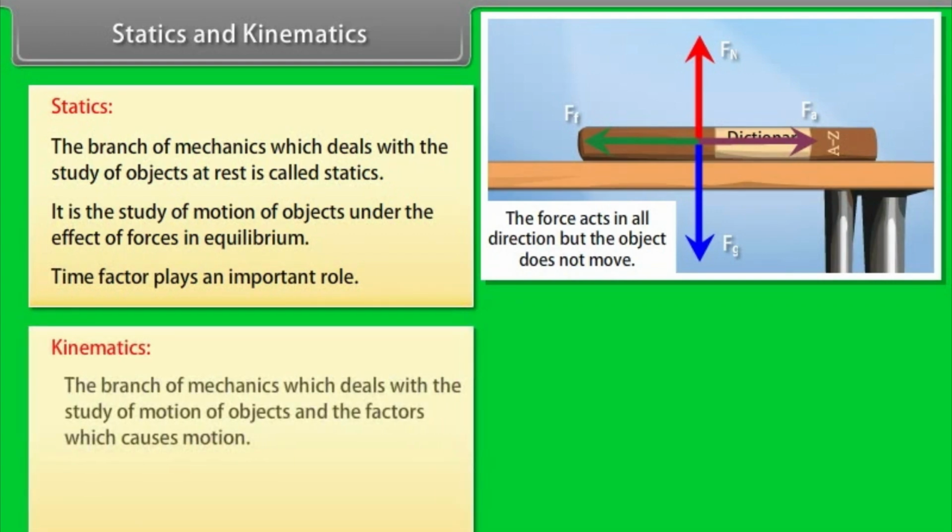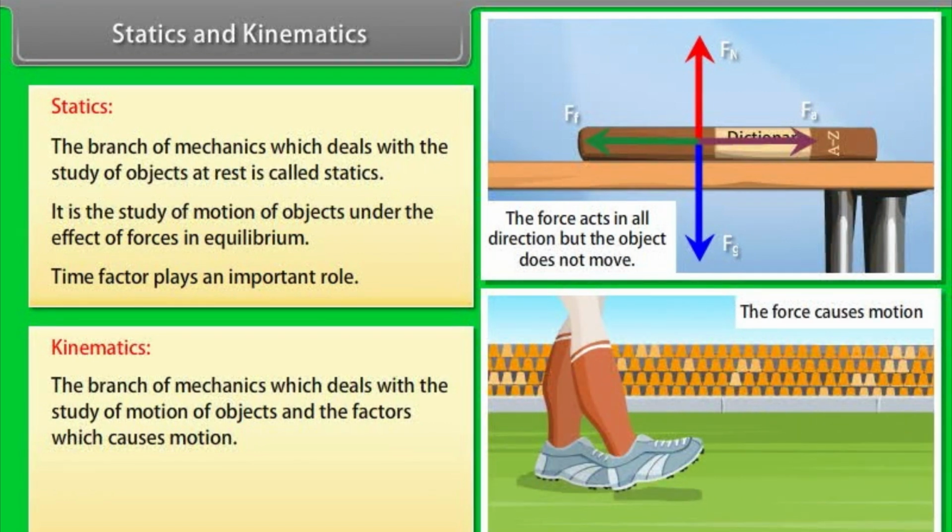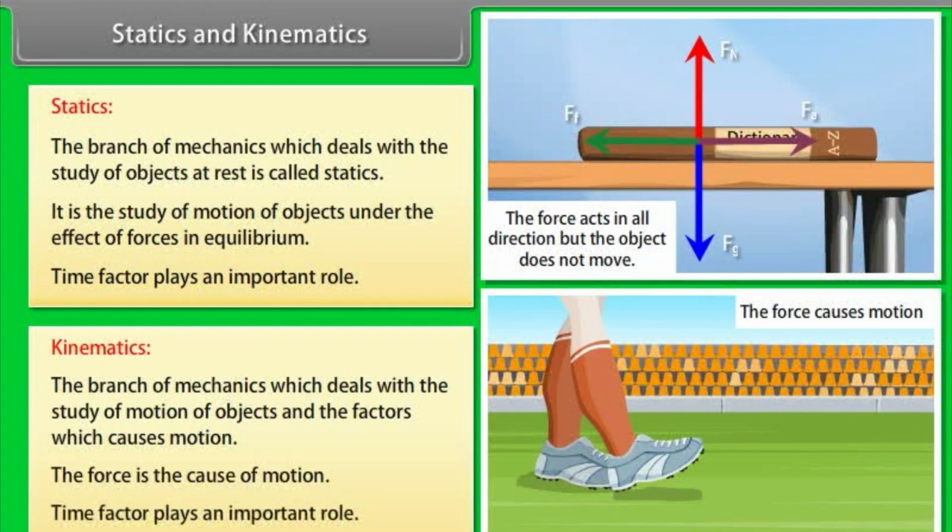Kinematics. The branch of mechanics which deals with the study of motion of objects and the factors which cause motion. The force is the cause of motion. Time factor plays an important role.